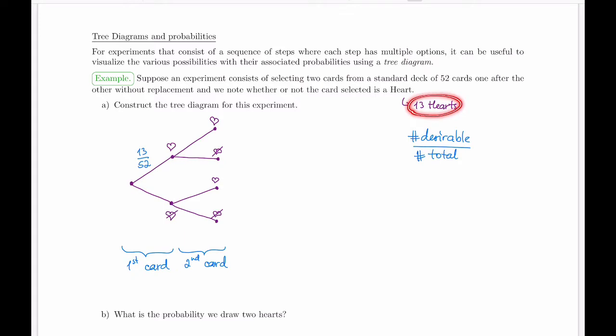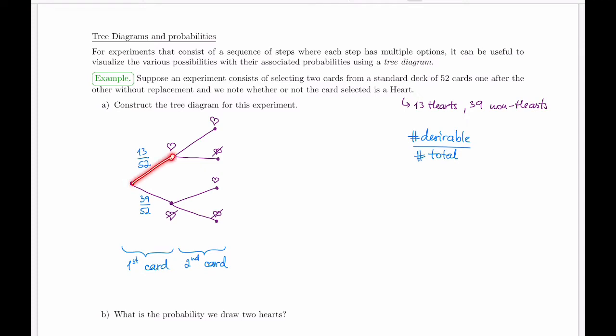If there's 13 hearts in the full deck of cards, then there are 39, which is 52 minus 13, non-hearts. So of all the other 3 possible suits. So we're going to apply the same formula again. The probability of drawing a non-heart is 39 out of 52. So I can label this branch with 39 out of 52. Excellent. Now I have to label all of my second card branches.